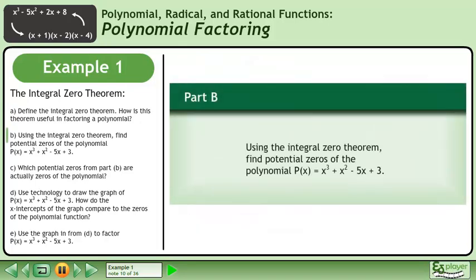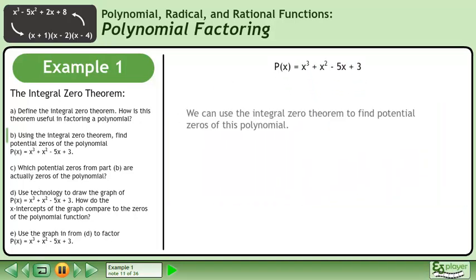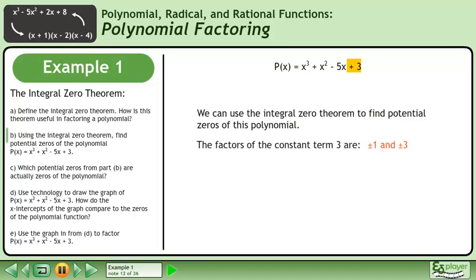Now we'll move on to Part B. Using the integral zero theorem, find potential zeros of the polynomial p of x equals x cubed plus x squared minus 5x plus 3. We can use the integral zero theorem to find potential zeros of this polynomial. The factors of the constant term 3 are plus minus 1 and plus minus 3. Therefore, potential zeros of the polynomial are positive 1, negative 1, positive 3, and negative 3.